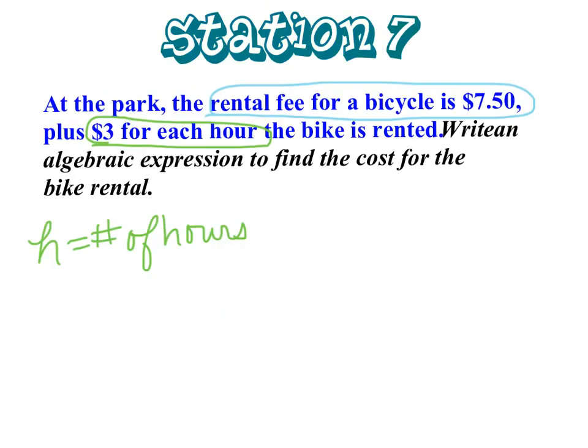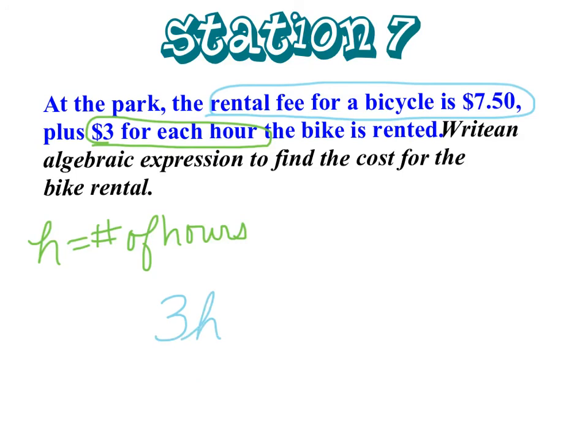For the last one, station 7. At the park, the rental fee for a bicycle is $7.50 plus $3 for each hour the bike is rented. Write an algebraic expression to find the cost for the bike rental. Again, it says right here, it's $3 for each hour, per hour. That's why H is the number of hours. So right there is 3 times H, $3 per hour.